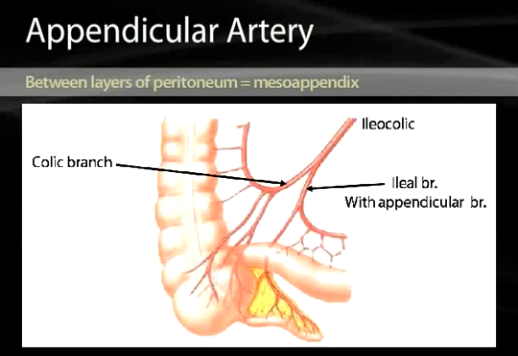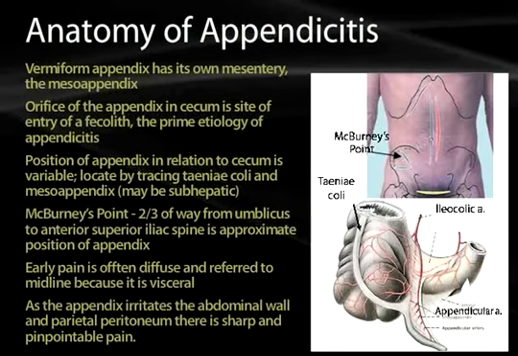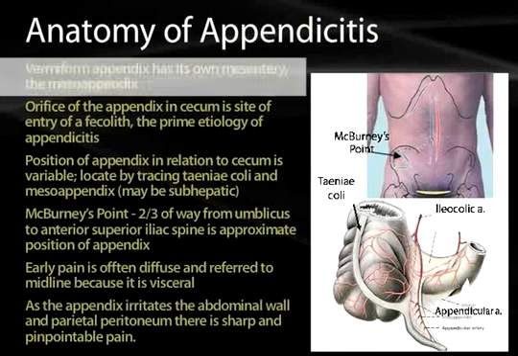appendix. The way you can find the appendix, since it can be in so many varied positions, is by following the tinea coli along the large bowel with its haustra and sacculations all the way down to the appendix itself, because they all initiate off of the base of the appendix. Here you can see a picture of the tinea coli as they'll lead you to the appendix itself with that appendicular artery coming into the mesoappendix.